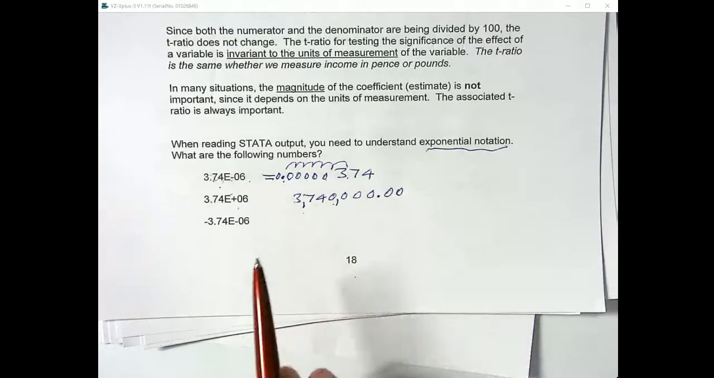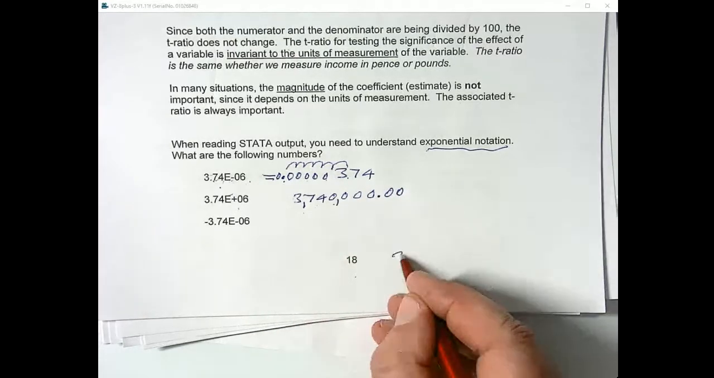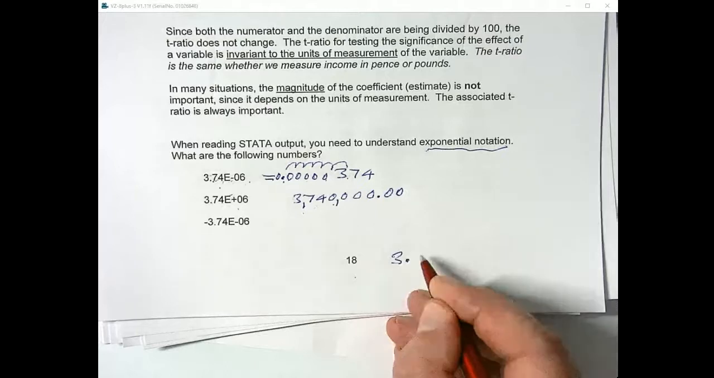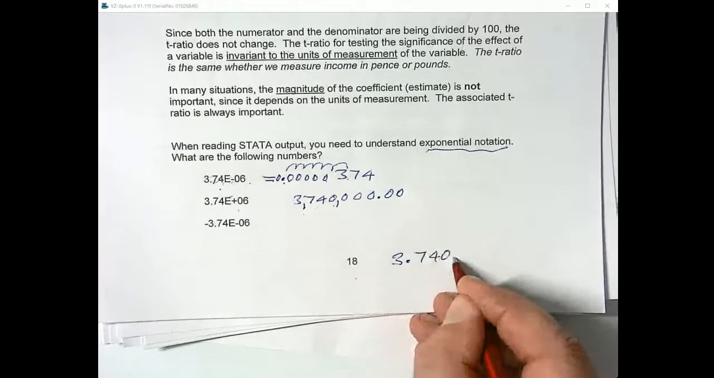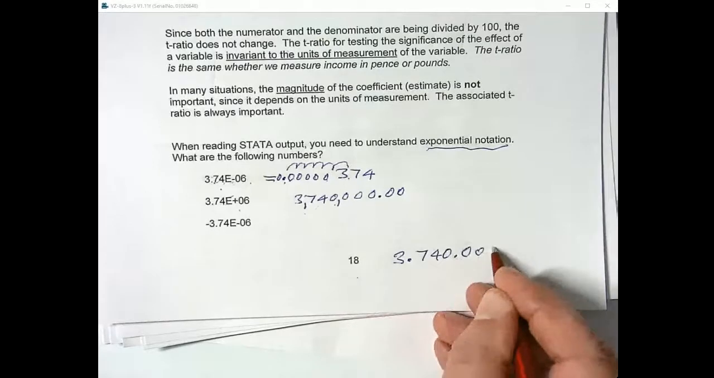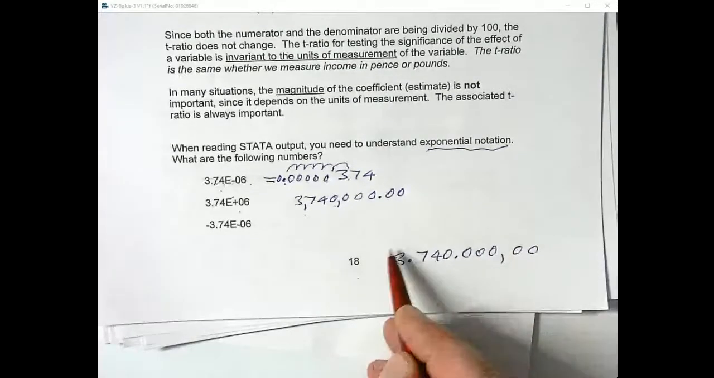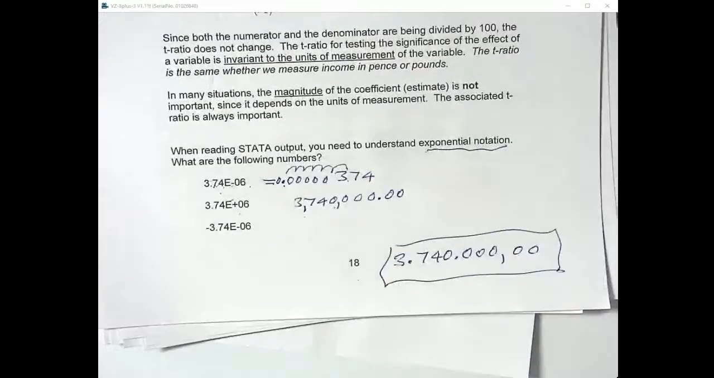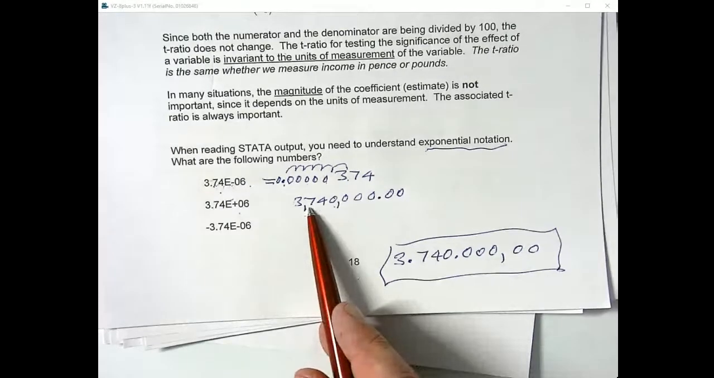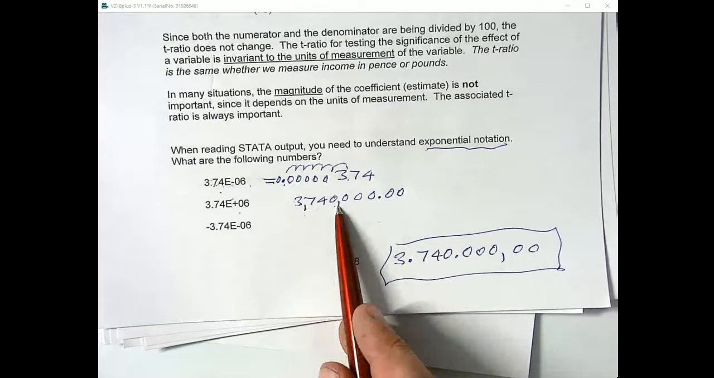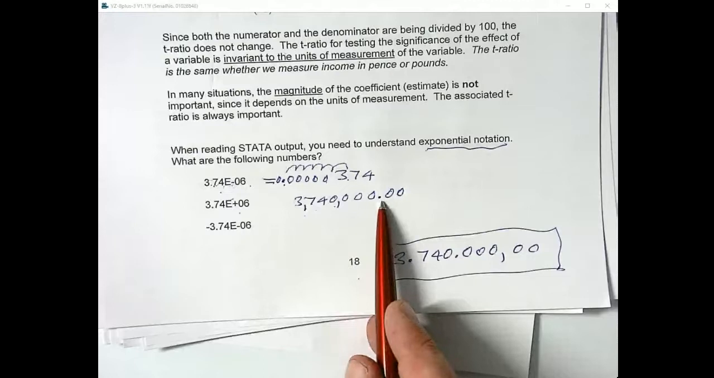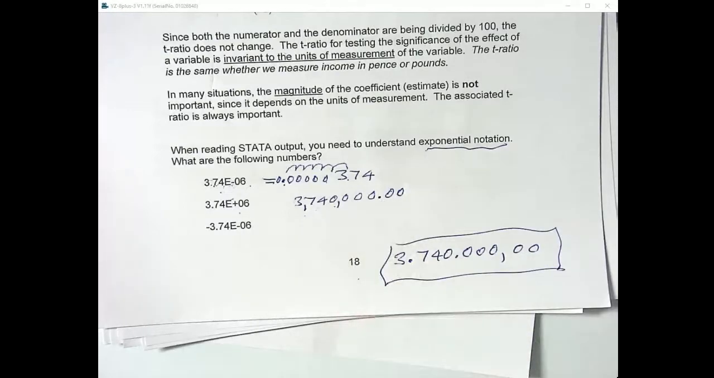Now, if you're from certain other countries in the world, then you might write that number as 3.740.000, comma 00. That's fine. If that's your convention, then you're welcome to use that convention. But I just want to let you know that this is the convention that we use: commas separating groups of 3 digits, and then a dot for the decimal point. After all, it is called a decimal point, isn't it?